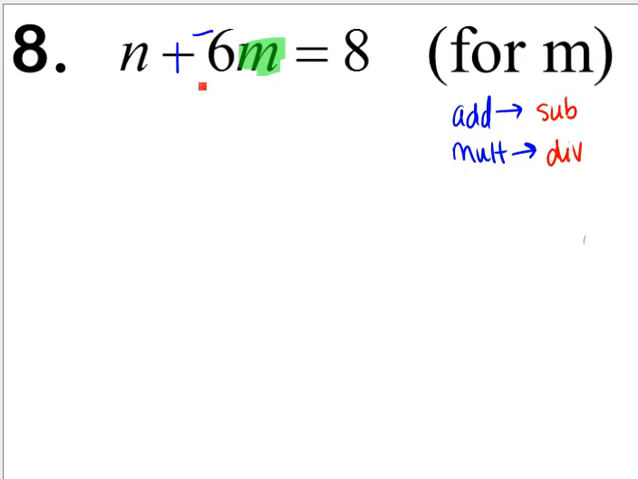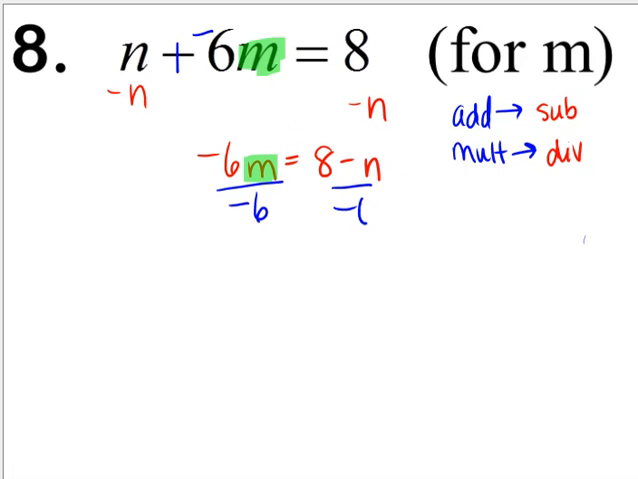So I'm going to undo this addition first by subtracting n. That gives me negative 6m equals 8 minus n. I will then undo my multiplication by dividing by negative 6. I'll go ahead and highlight my m again. Divide by negative 6 on both sides.